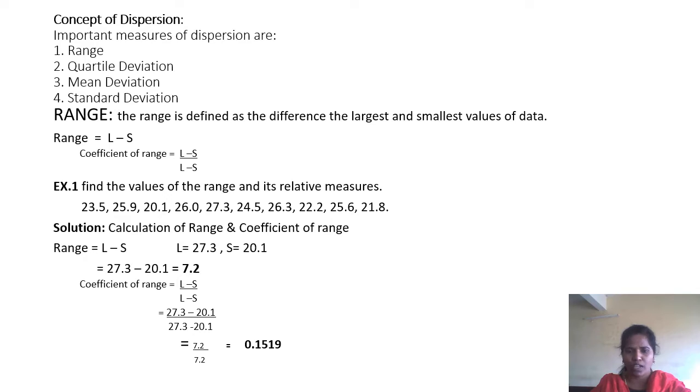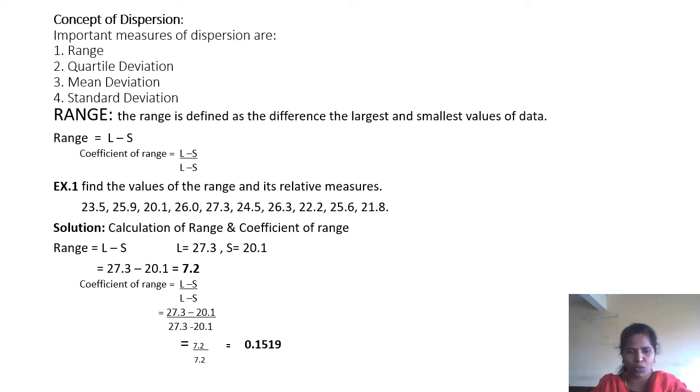Just go through it. L minus S, where L is the largest value in these values, that is 27.3. Then what is the smallest value in these values, that is 20.1. Then you have to find the largest value minus smallest value. You get the answer, that is 7.2.